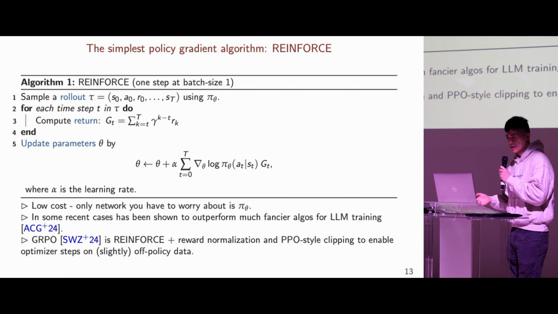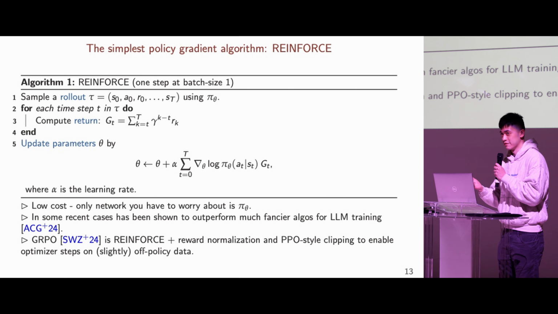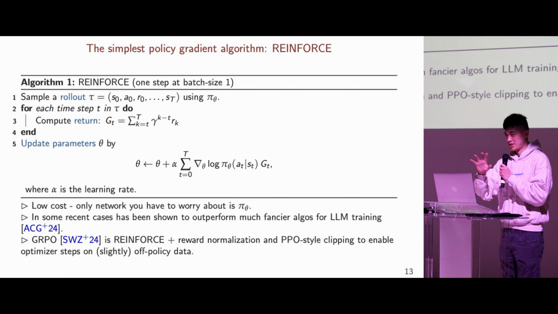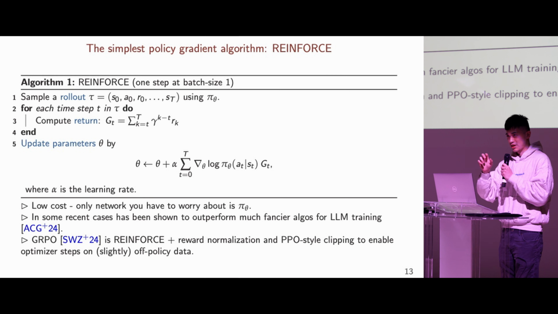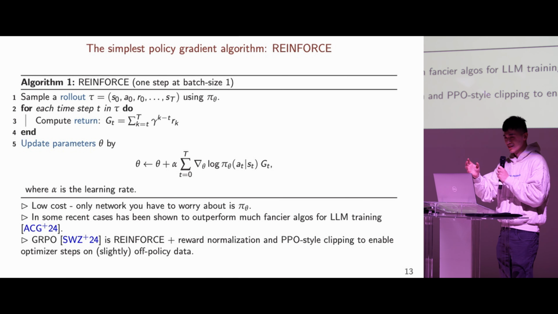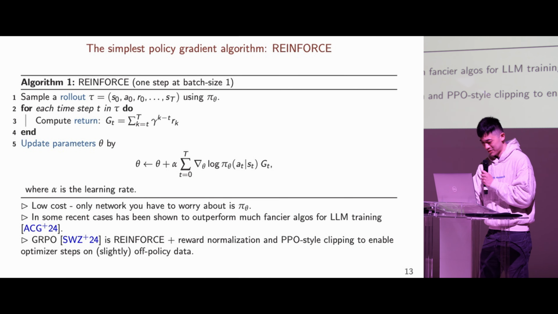The algorithm used by DeepSeek to train R1, GRPO, is very similar to REINFORCE. It only adds this reward normalization based on groups, and this PPO-style clipping, if you want to sample a large batch of these rollouts and then take mini optimizer steps. And each time you take a step, you go slightly off policy, so you have to be careful about that and clip the objectives, or clip the amount you're stepping.